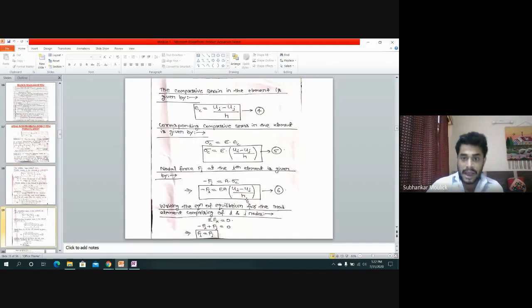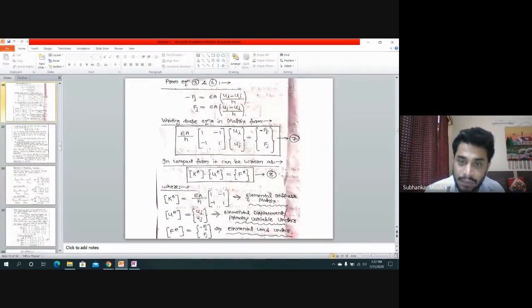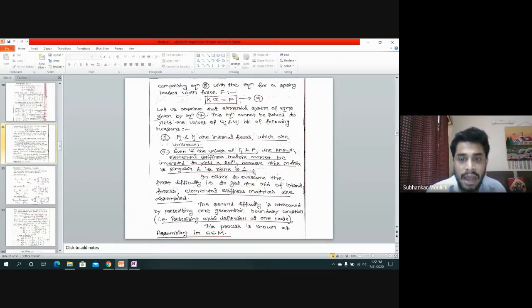So if I randomly take any one element, it is very difficult to use equation number 8 because I don't know how much is Fi and how much is Fj. So we cannot solve the problem. It is written that Fi and Fj are internal forces which are unknown to me.